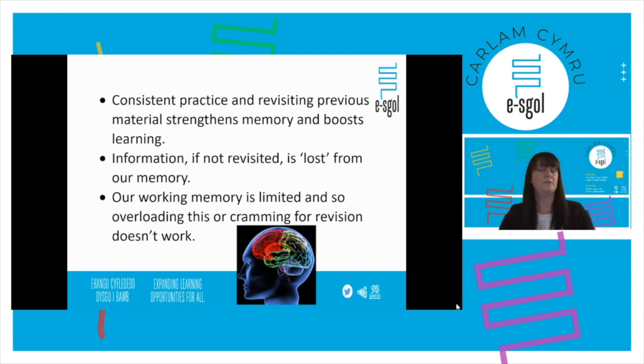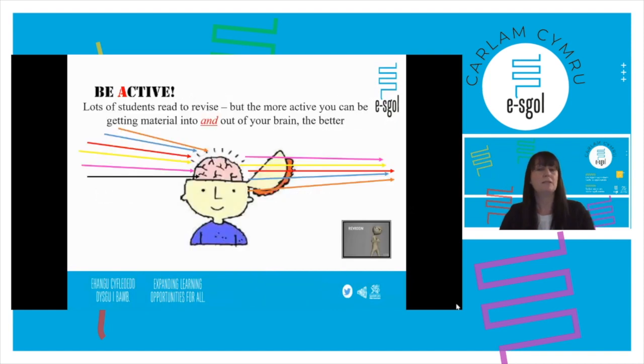If you're not revisiting things that have already gone into your brain, then they tend to get lost, and over time they eventually disappear. And our working memory is very limited. So if we overload this area or cram for revision at the last minute, it really doesn't work. So it's important to be able to put facts and information in and be able to retrieve them over time. So those memories get stronger and stronger and stronger.